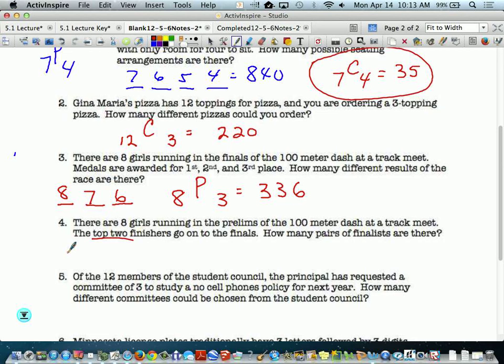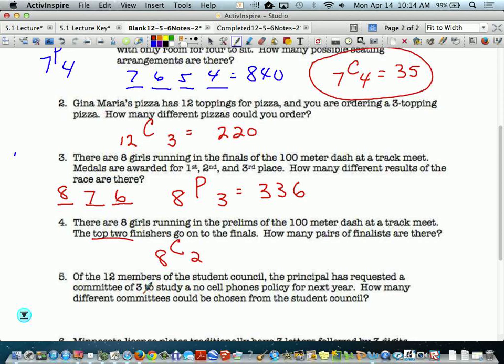So then we have a finals heat where the top 2 from each race get to run again. So how many pairs of finalists are there? So out of these 8 girls, I'm only selecting 2 this time, but what would we put in the middle? A C.